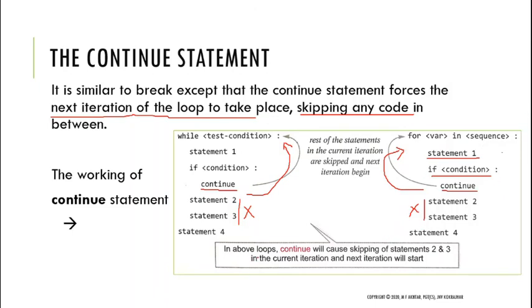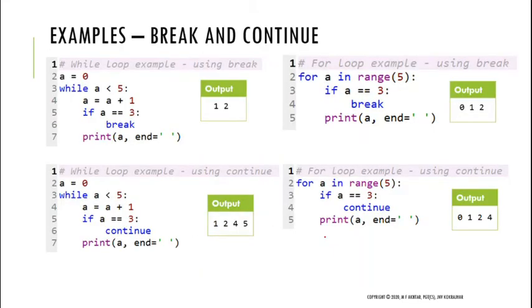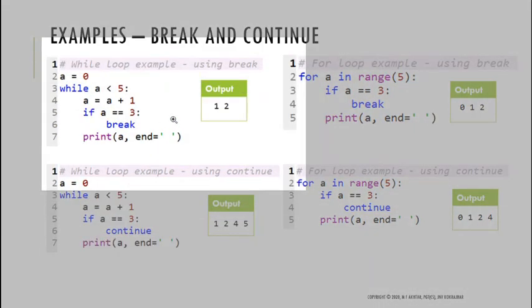In the above loops, continue will cause skipping of statements 2 and 3 in the current iteration, and the next iteration will start. See here, only in the current iteration statements 2 and 3 won't be executed, and in the next iteration, if suppose the condition of the if statement is false, then only these two statements will be executed. See the examples, so many examples are there to better understand this statement.